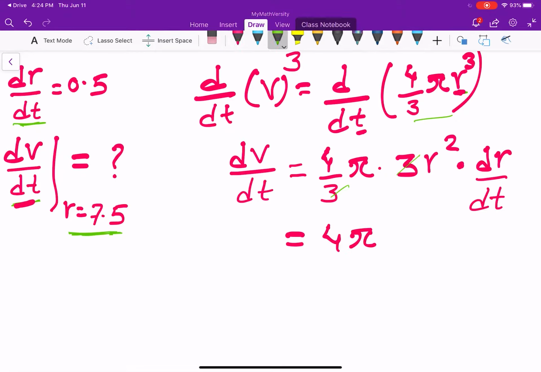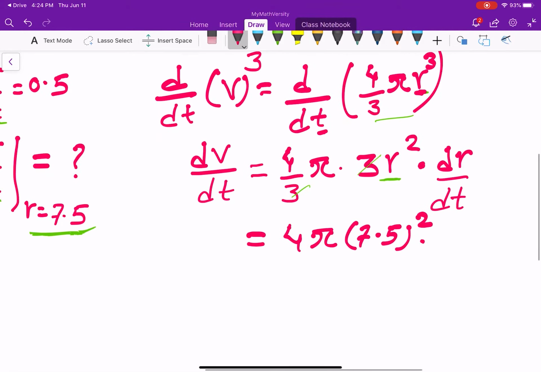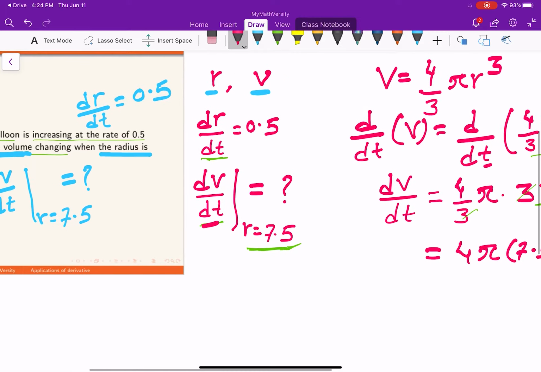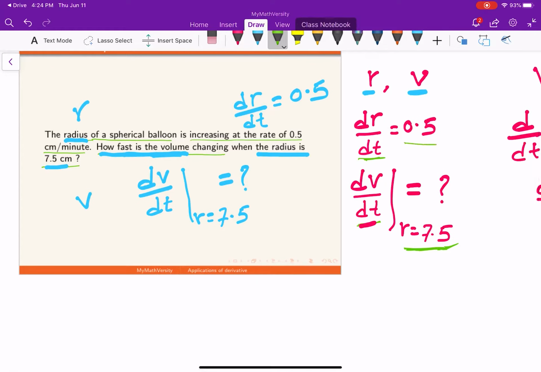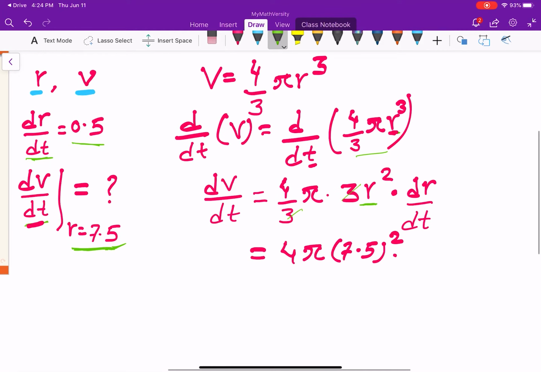And then what is r here? We need to find the rate of change of V with respect to time when r equals 7.5, right? So plug that information in. So this is the square of 7.5, right? And then times the derivative of r with respect to t, and we have been given that the derivative of r with respect to t is actually 0.5. The radius of the spherical balloon is always increasing at this rate, so that's what we have been given, 0.5. So plug that information in over here, 0.5.